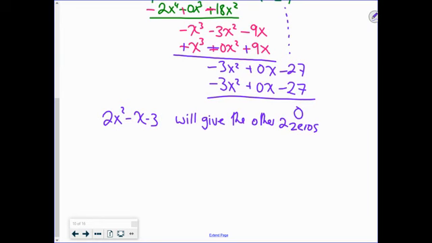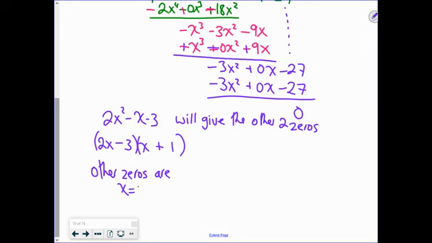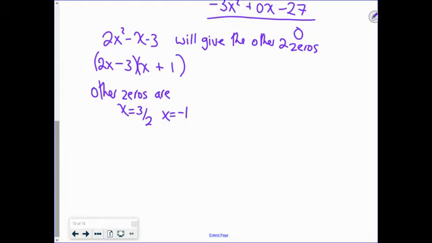It's a long problem, so let's factor that. Let's hope it factors nicely. 2x and x, 3 and 1. I'm going to put the 3 there and the 1 there. That gives me, if that one's minus, that one's plus, that does give me minus x in the middle. So my other zeros are, this gives me x equals 3 over 2, and that gave me x equals negative 1. So there are 4 zeros.